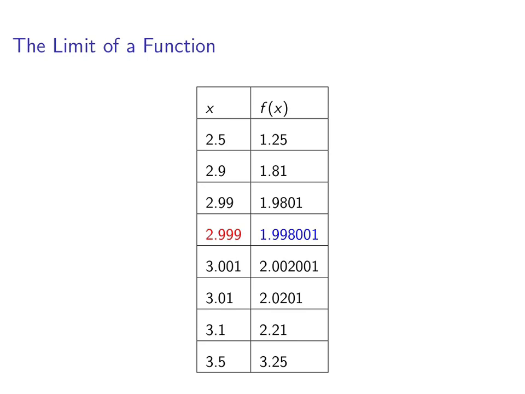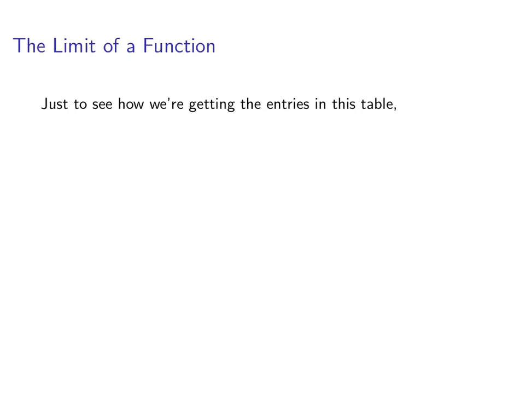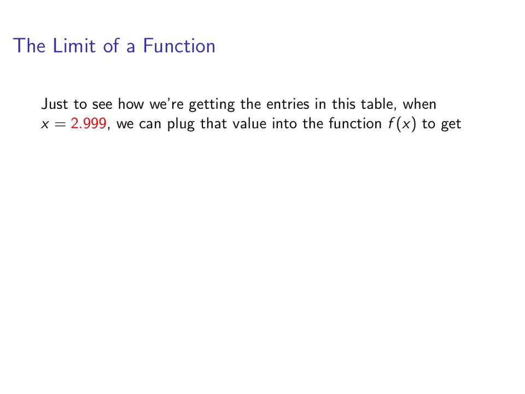Okay, so here we've got a table of values. I'll just show you how we got one of these values. So we'll do an example to see how we got these numbers here. All right, so to see how we're getting the numbers in the table, let's take x equals 2.999, and we're going to plug that into the function. So what we'll get is f of 2.999 is, we plug it into the function, we work all that out, we get 1.998001.